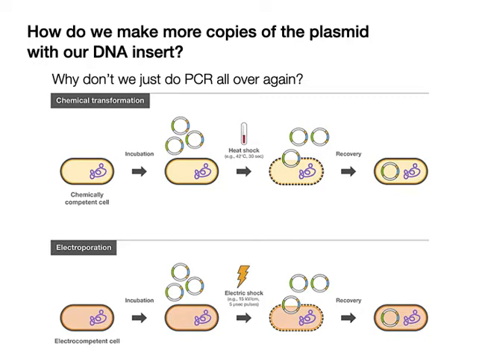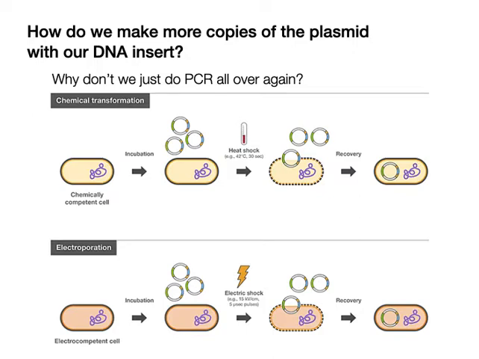The next step is to make many copies of the recombinant plasmid. Now, you might ask at this point, why don't we just do PCR all over again? Like, if we know our target and we want to study it, why don't we just make many copies via PCR? Now, that is actually true, but that would be very laborious. Imagine doing PCR again and again and again. You're going to design primers, you're going to run the thermal cycler. So it would be very laborious.